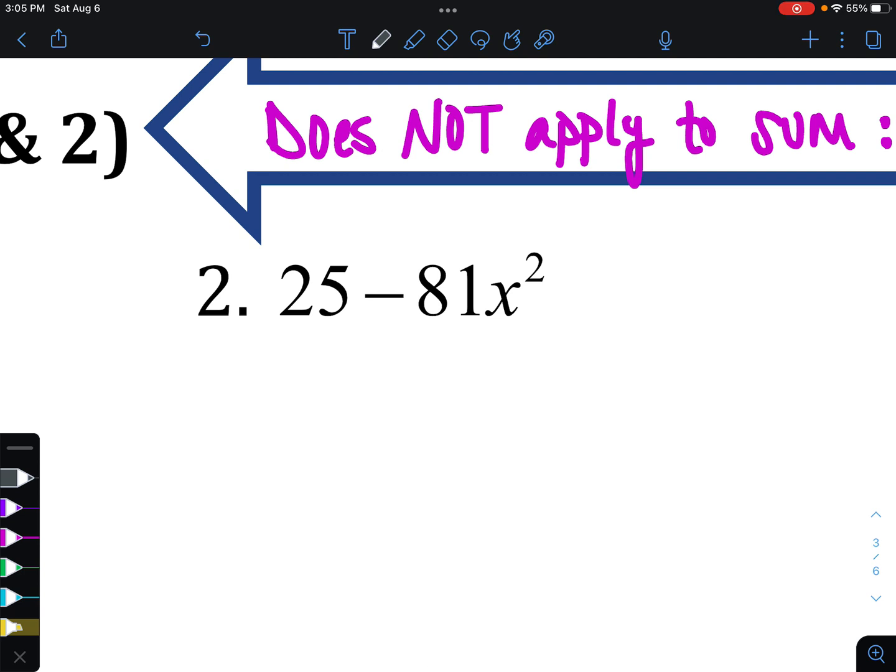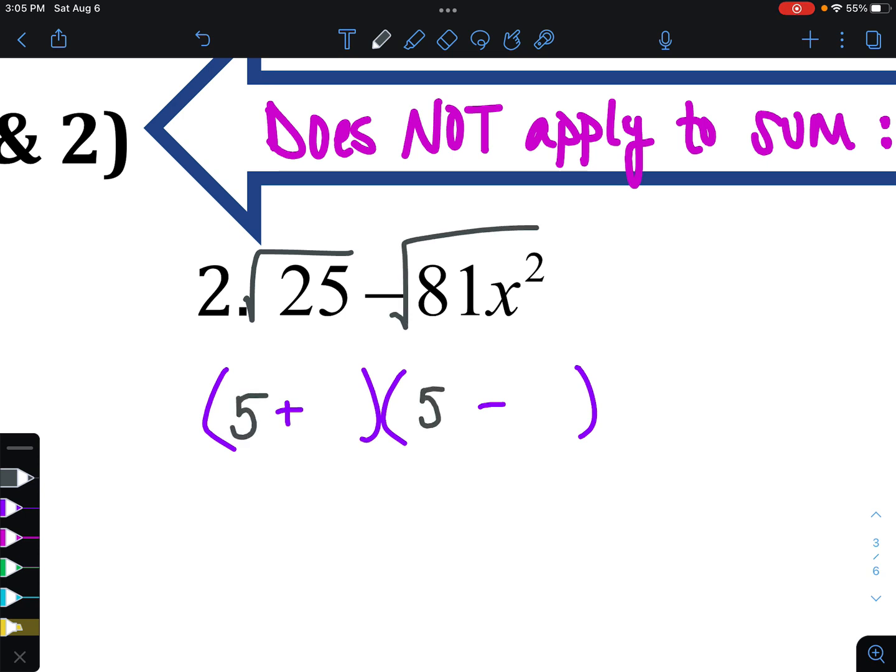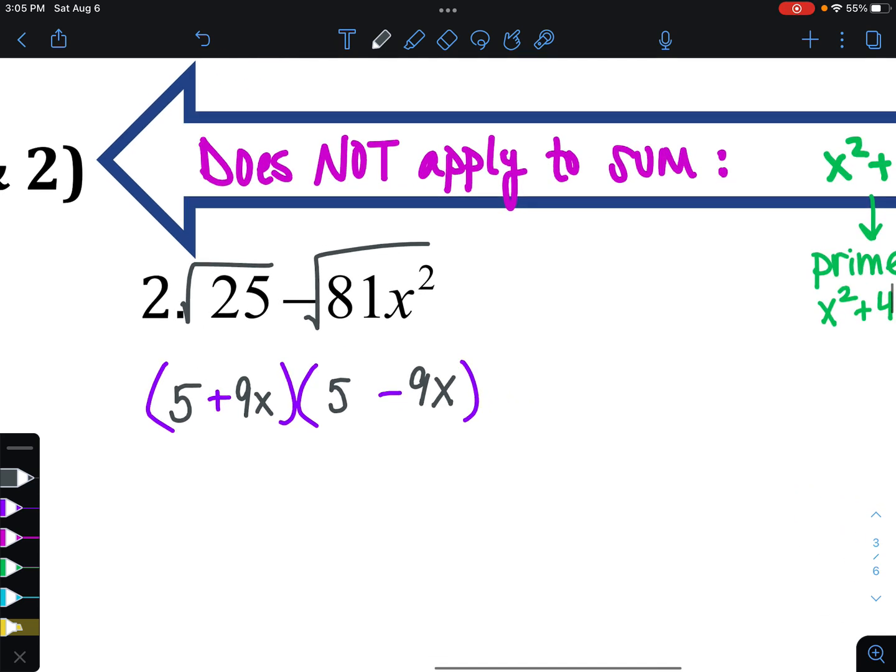So here we would have two factors, one sum, one difference, and we just take the square root. The square root of 25 is 5. The square root of 81x squared would be 9x. And we are good to go. Okay, here is a perfect example though.